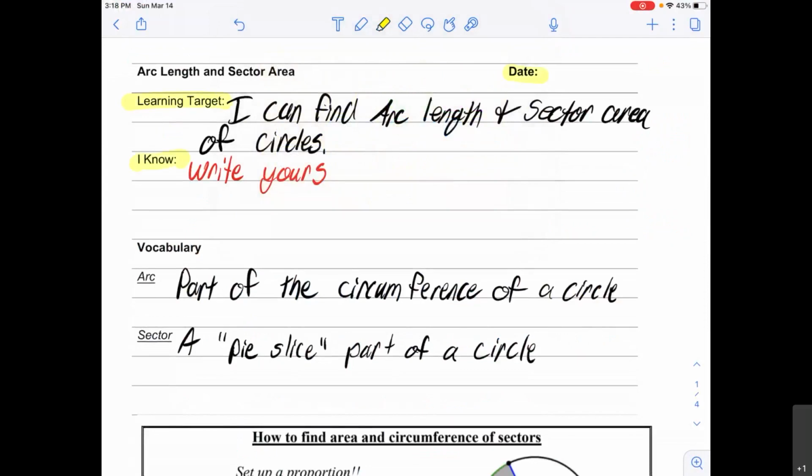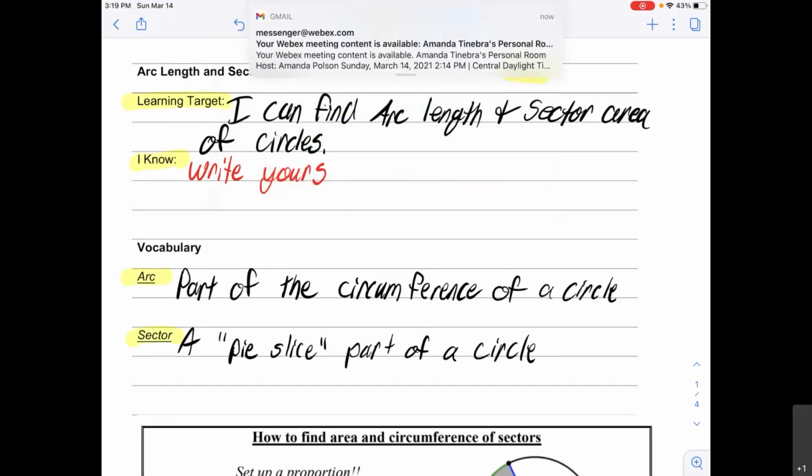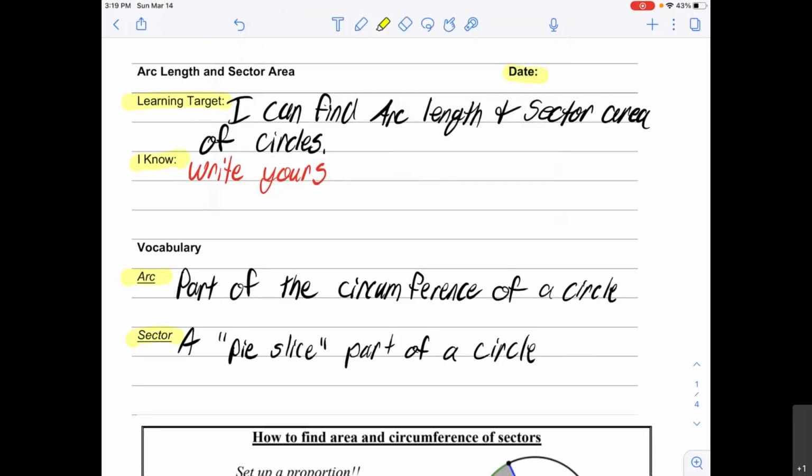So you already know about area of circles. You know a lot about circles themselves, so you can write about that. Then we have two vocab words today. The first one is arc. An arc is a part of the circumference of the circle. And then a sector is a pie slice part of a circle. So pause the video here, write all that down, and then restart when you're ready to go.